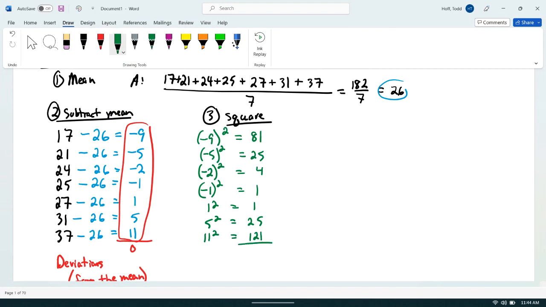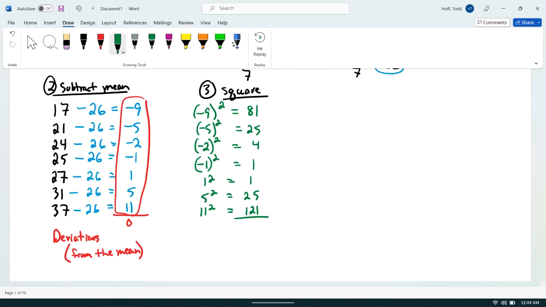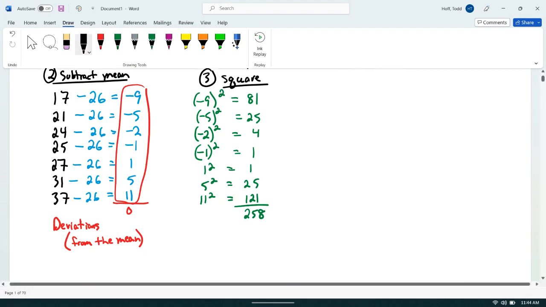So now we need to add those all up. What do we have? 106, 110, 231, 233. 258 it looks like we have for a total there. If I add all those up, 258. So step 4, what we just did there, is to find the sum.